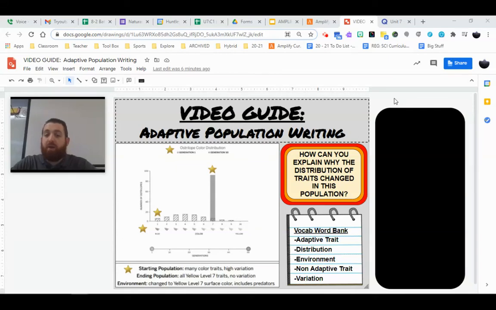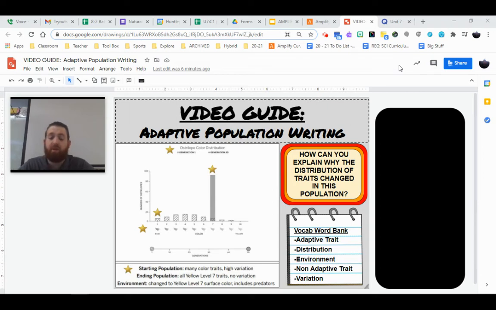Hey everybody, Mr. Regan here, and today we're going to be looking at how to complete our adaptive population writing activities that we're going to be doing here in the next couple tasks. We're going to look at how we should be analyzing our histograms, and along with that, how we're going to use our vocab words to answer that big focus question that we have in our targets for today.